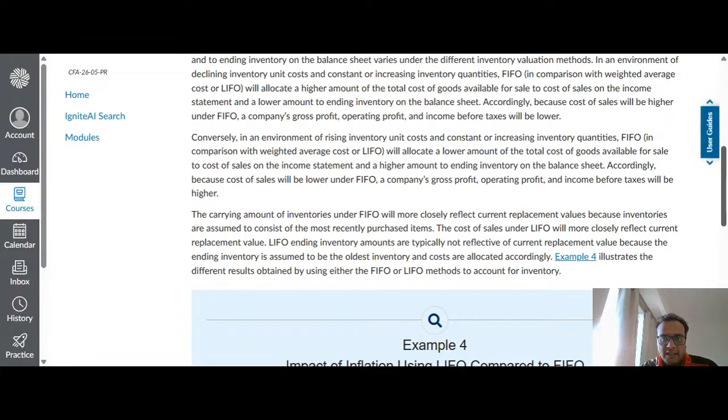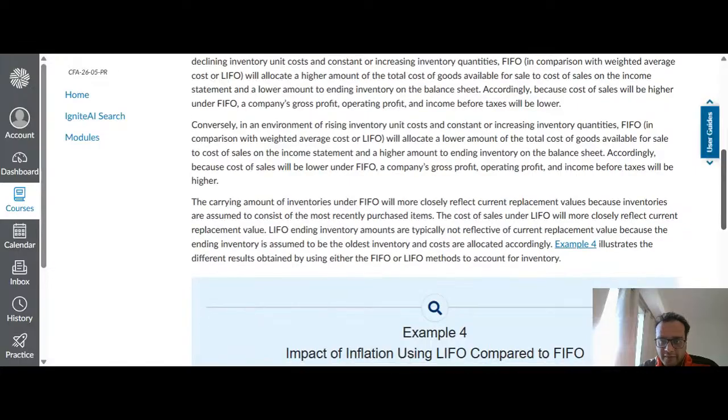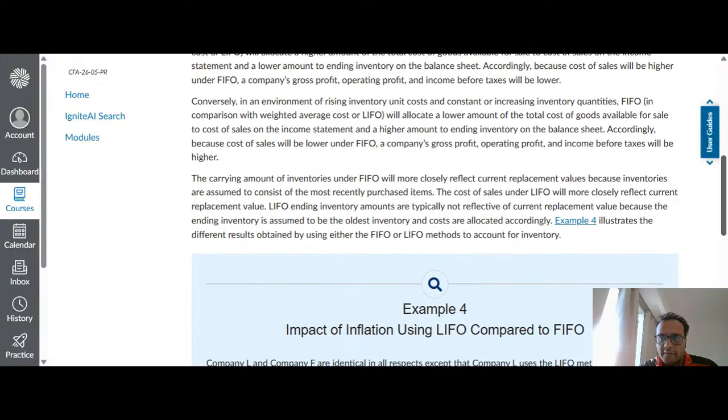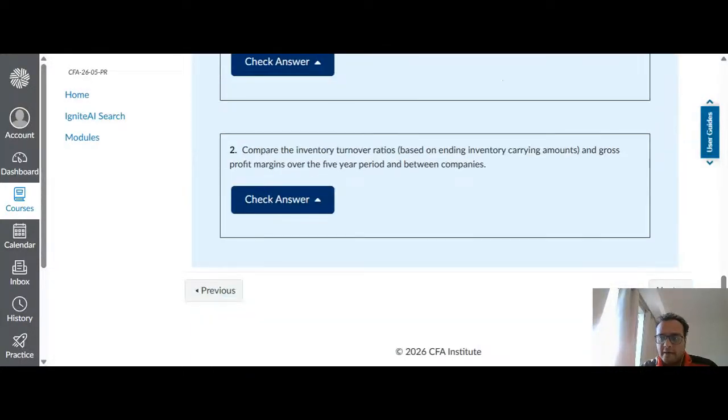If an environment is of rising inventory cost or increasing inventory quantities, FIFO in comparison with weighted average cost or LIFO will allocate a lower amount of total cost of goods available for sale to cost of sales on the income statement and a higher amount to the ending inventory. Accordingly, because cost of sales will be lower under FIFO, the company's gross profit and PBT will be higher. Perfect.